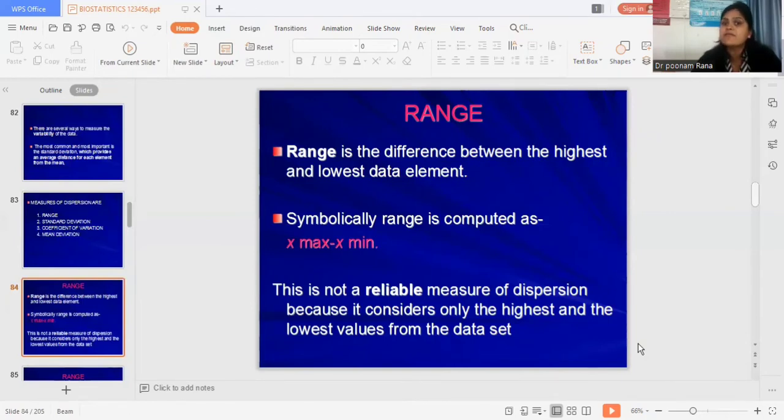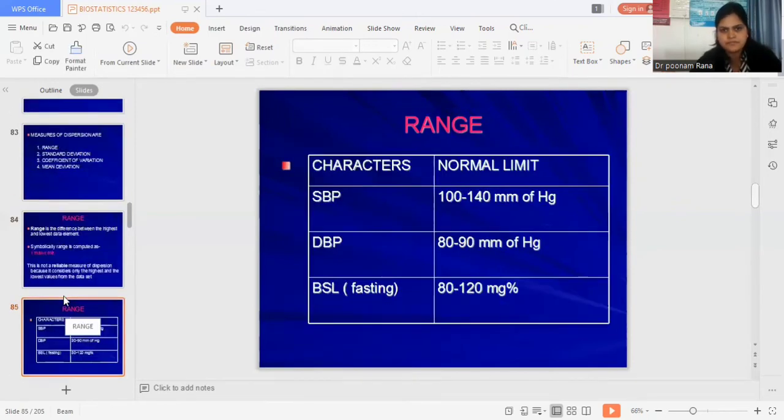So range is the difference between the highest and the lowest data element. It's not a reliable measure of dispersion because it considers only the highest and the lowest value from the data set. This slide is showing an example, of characters and their normal limits, just an example.